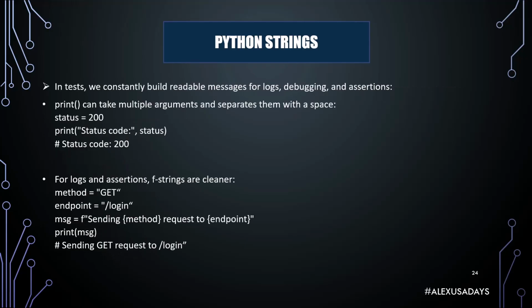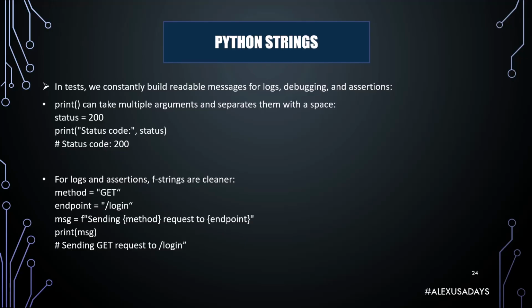In tests, we constantly build readable messages for logs, debugging, and assertions. The print command can take multiple arguments and separates them with a space. For example, we have a variable status that holds the value 200, and then we can do print. "Status code" is part of the text, then separated by a comma, we pass the status variable, and as a result, we'll have status code 200 as a single line of text printed.